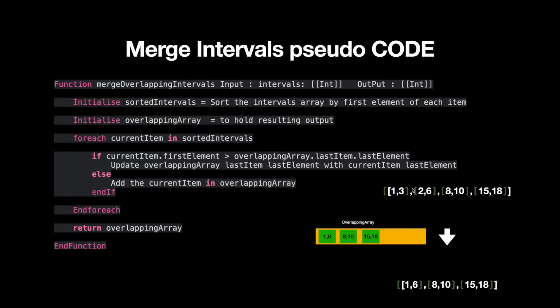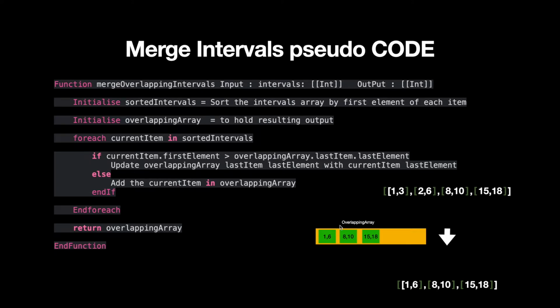Okay, so this comparing of the last element with the first element will only work if this array is sorted by the first element. So that's what we have to do first. In our example, it was already sorted, it is 1, 2, 8 and 15, so we don't have to worry about it. But if the input array is not sorted, then first we have to sort it. So sort the interval array by the first element of each item.